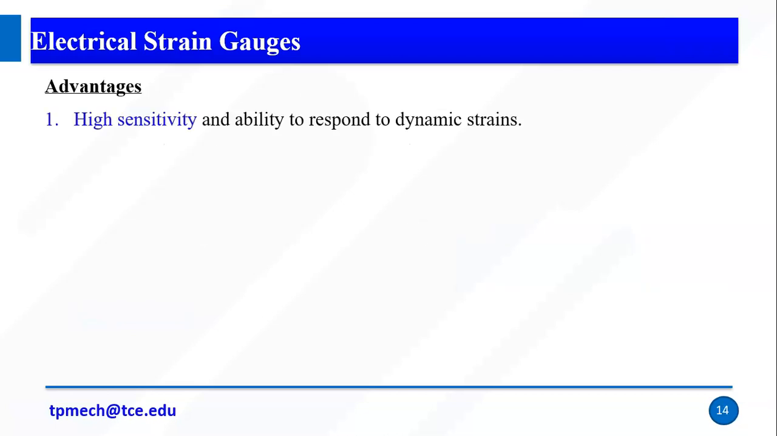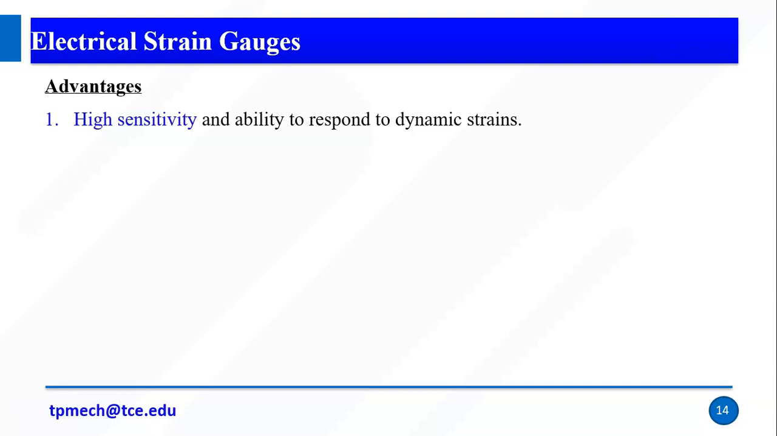Right. So the advantages are high sensitivity and the ability to respond to dynamic strains. For tension, it elongates or stretches up to the elastic limit, so it can be used for dynamic strains. One of the differences from the mechanical strain gauge is that the mechanical strain gauge is only applicable for static strain.